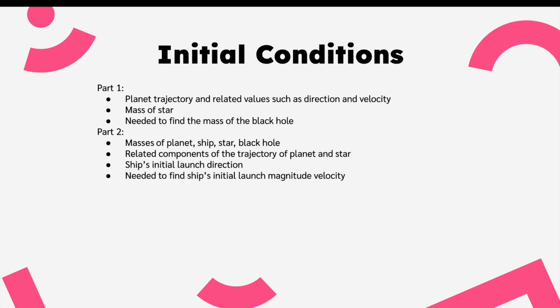The initial conditions for Part 1 were that we had the star's trajectory and related values such as direction and velocity, the mass of the star, and we needed to find the mass of the black hole. In Part 2, we had the masses of the planet, ship, star, and black hole, and related components of the trajectory of the planet and star. We also had the ship's initial launch direction, and we needed to find the ship's initial launch velocity magnitude.